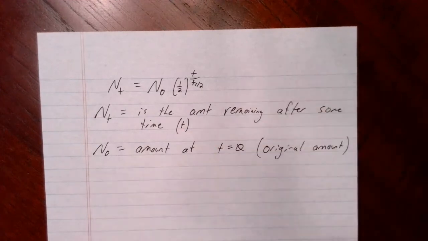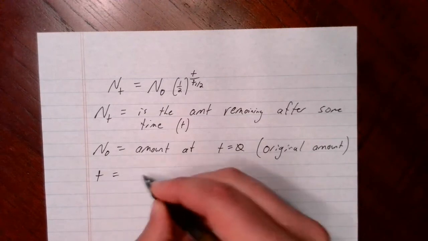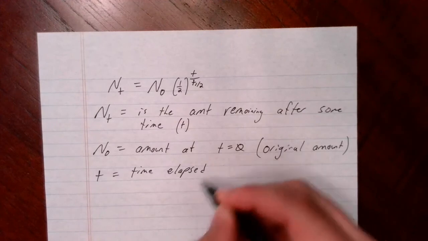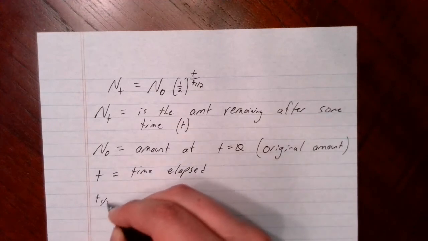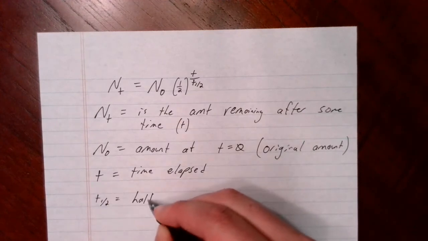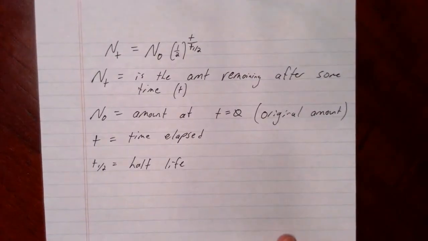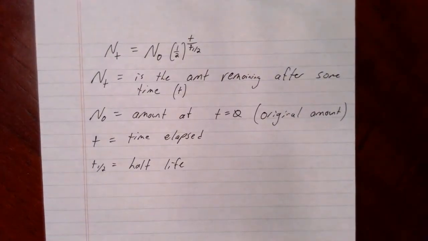So 1/2 is just 1/2. T is the time elapsed, and time 1/2 is the half-life. So go ahead and think back to that last problem. Did we just use this formula? Yeah, we did.